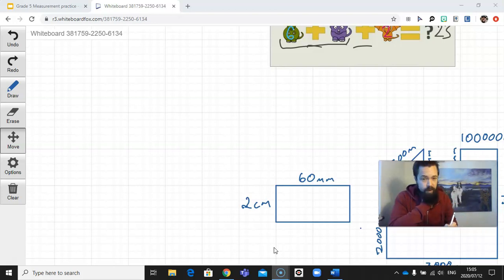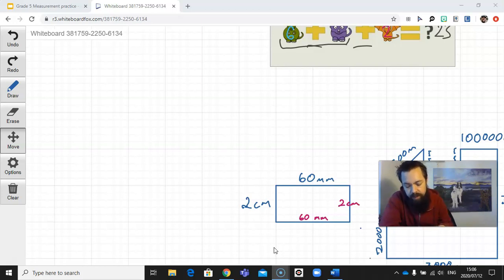It's not part of this lesson, but with a rectangle, we know that opposite sides of the rectangle are the same. So this one at the bottom will be 60 millimeters too. And this one on the side will be 2 centimeters as well. They'll be the same because opposite sides of a rectangle are the same. When we want to add those together, we have to make them the same unit before we add them together.